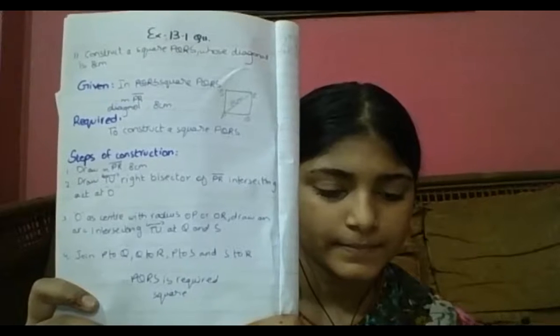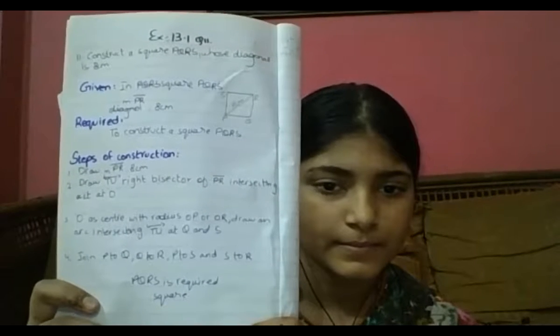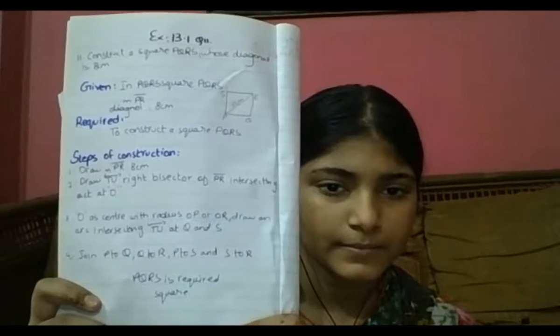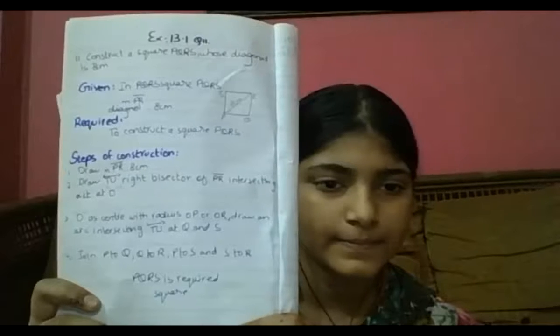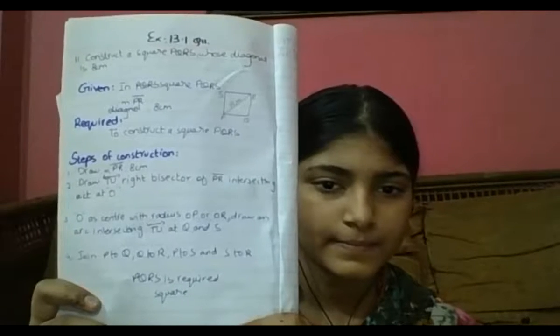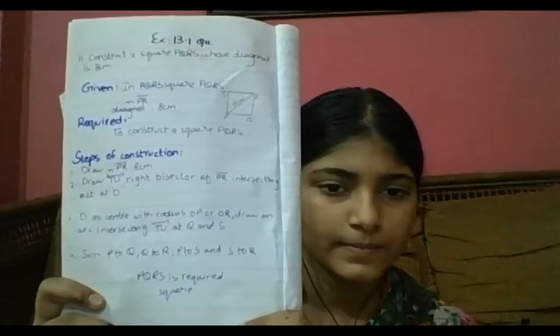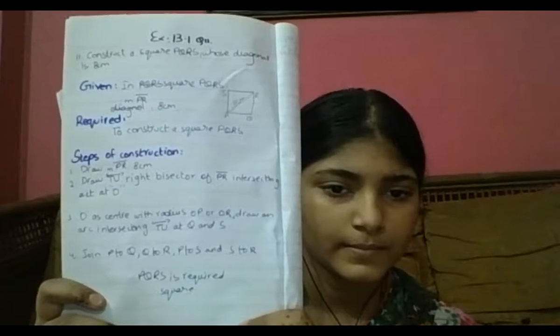Very good. Now with O as center and radius OP or OR, draw an arc. Actually, draw arcs. We did not draw just one arc; we have drawn two arcs. So draw arcs intersecting TU at Q and S. Very good. So join P to Q, Q to R, P to S and R to S.